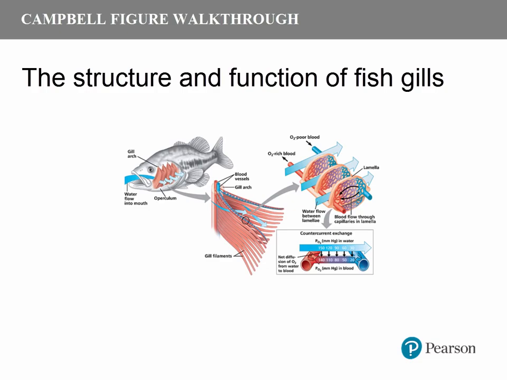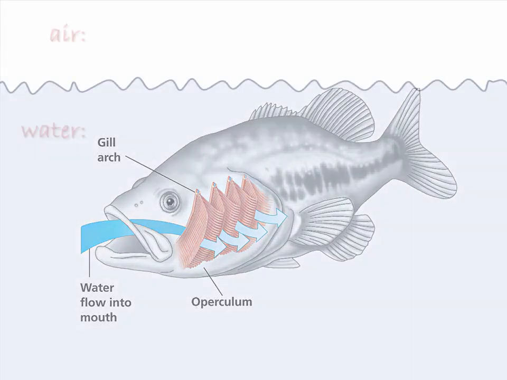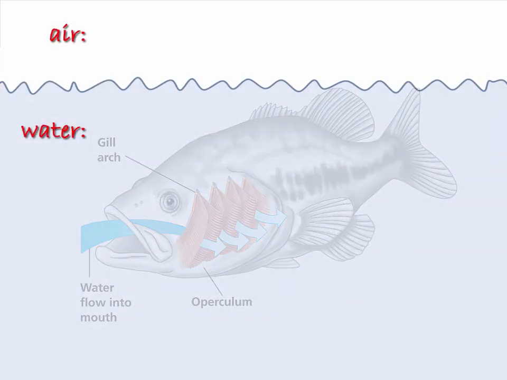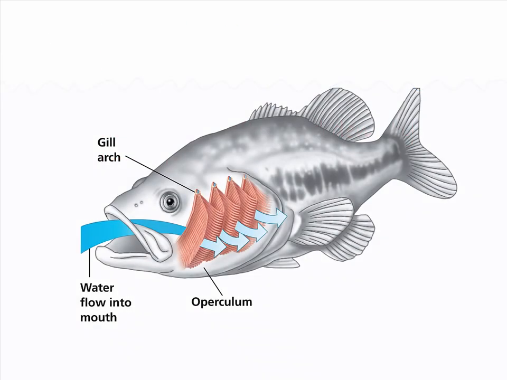The structure and function of fish gills. For animals that live in water, obtaining oxygen is a particular challenge. Water is more viscous and dense than air, and water contains a much lower percentage of oxygen. This figure shows how a fish's anatomy helps it obtain oxygen from water.